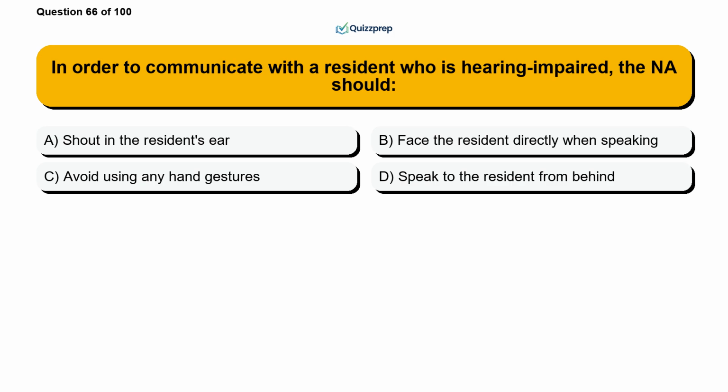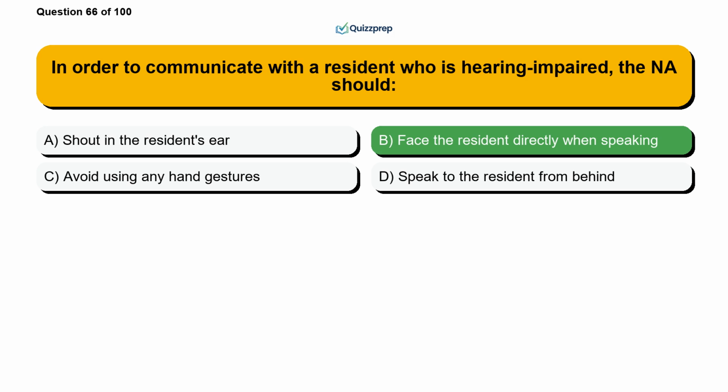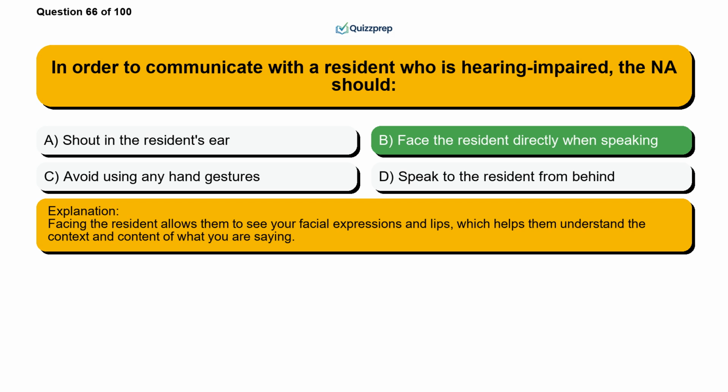Question 66. In order to communicate with a resident who is hearing impaired, the NA should option A, shout in the resident's ear. Option B, face the resident directly when speaking. Option C, avoid using any hand gestures. Option D, speak to the resident from behind. The correct answer is option B, face the resident directly when speaking. Facing the resident allows them to see your facial expressions and lips, which helps them understand the context and content of what you are saying.